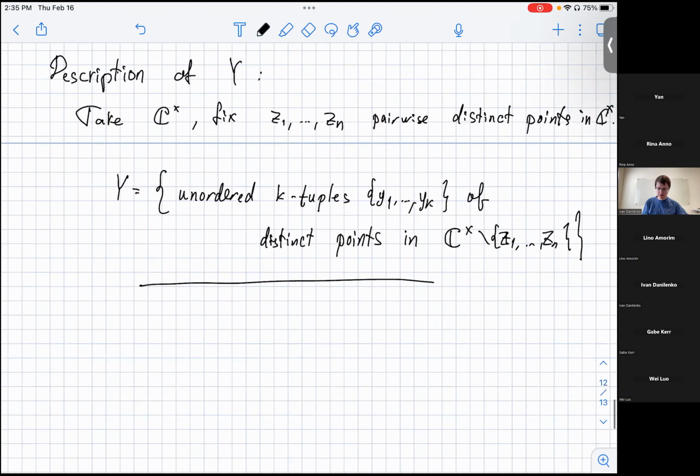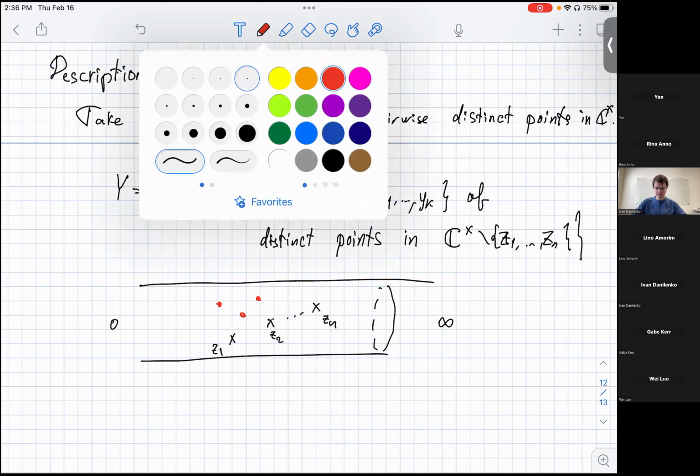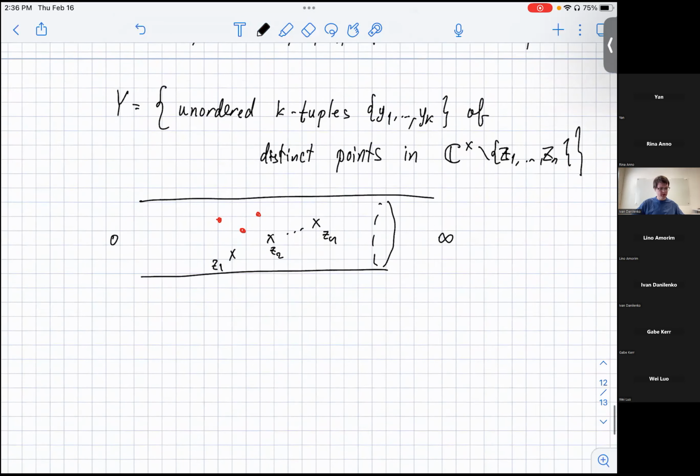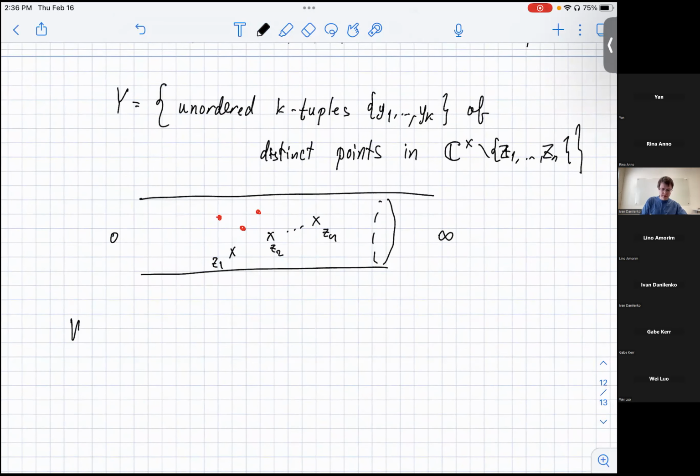So I think here is 0, here it's infinity. That's how I write my C star, like a cylinder. Then I remove some points here, z1, z2, ..., zn, and there are some points wandering around on it without being allowed to collide. Okay, and we introduce a superpotential.